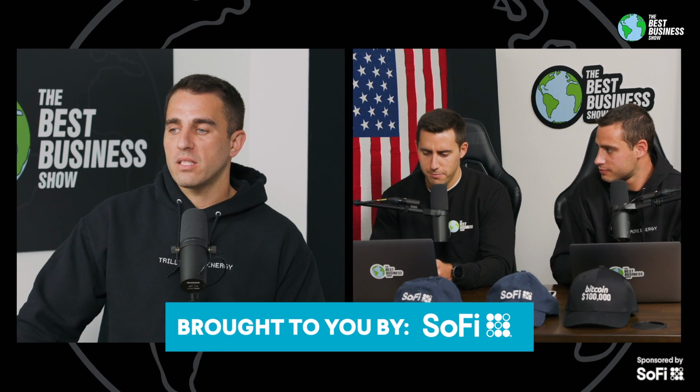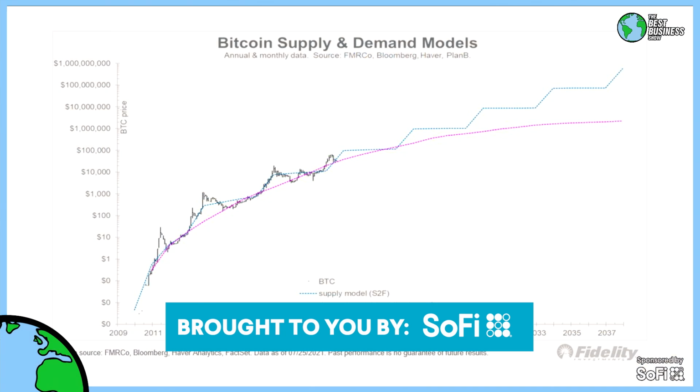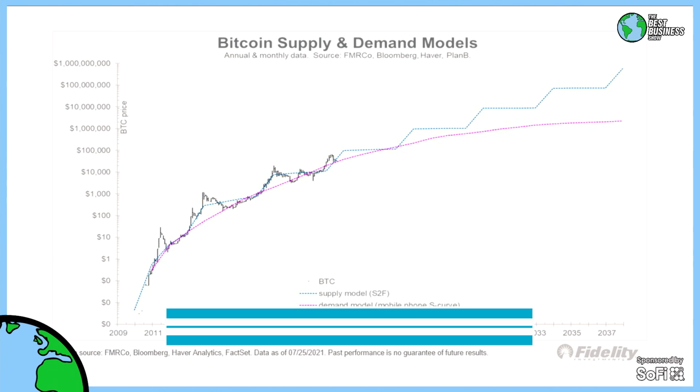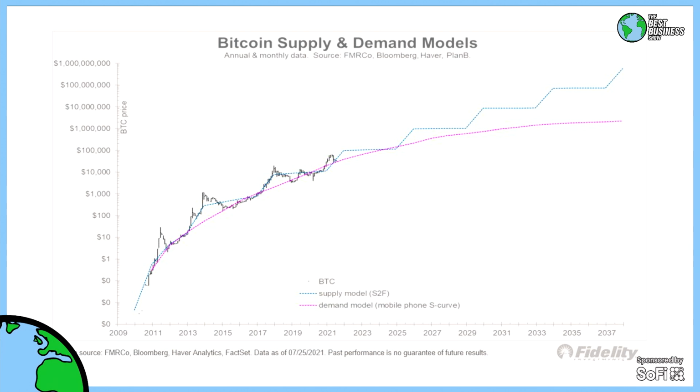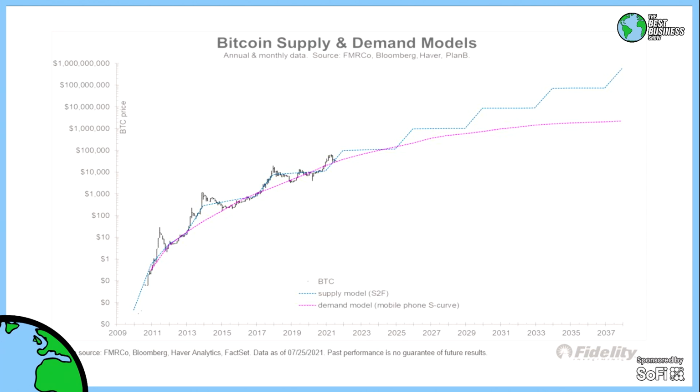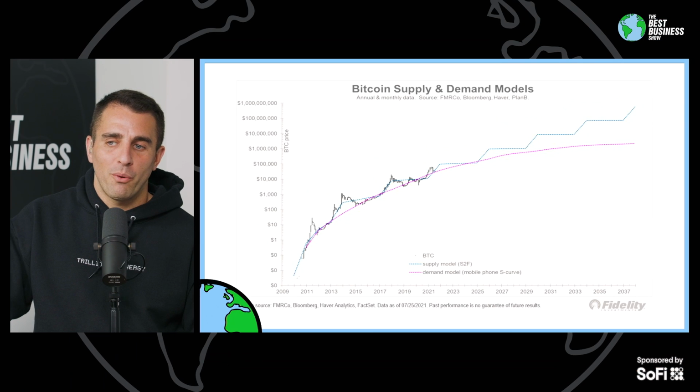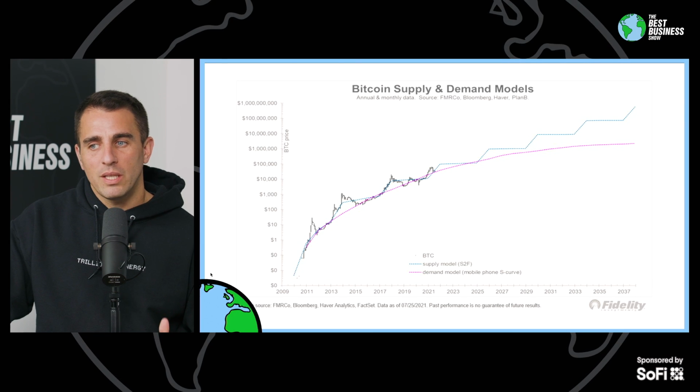We got another chart, the Bitcoin supply and demand model. This Bitcoin supply and demand model ends up overlaying three things on top of each other. So you can see the squiggly line is the Bitcoin price. The blue line is the supply model, the stock to flow. And then the pink line is the demand model. It's basically taking the mobile phone S-curve and applying it here in a logarithmic fashion. And so when you start to look at this, what you realize is, again, it's been really, really accurate.